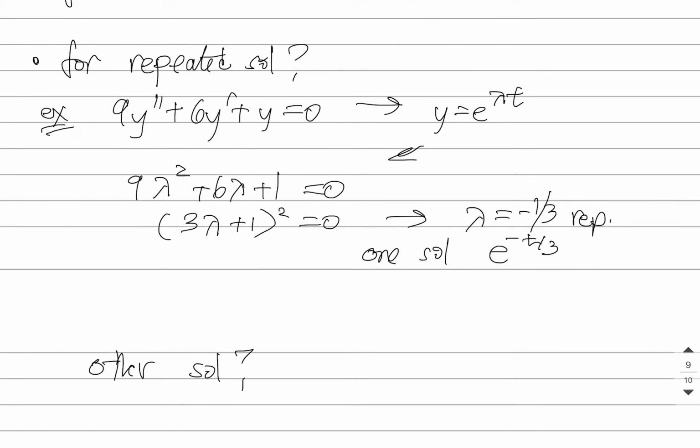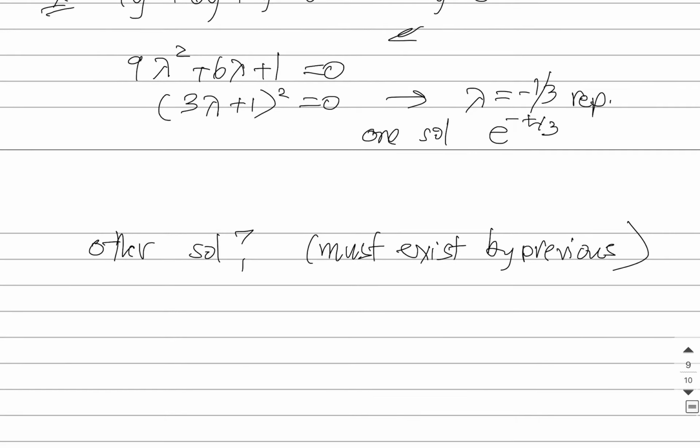What's the other solution? I know that it must exist by my previous results. From theorem 2.1.2, the uniqueness, I know I have to have two linearly independent solutions. We know that if λ1 and λ2 are not equal, then any linear combination of them has to be an answer. So this linear combination will be an answer.